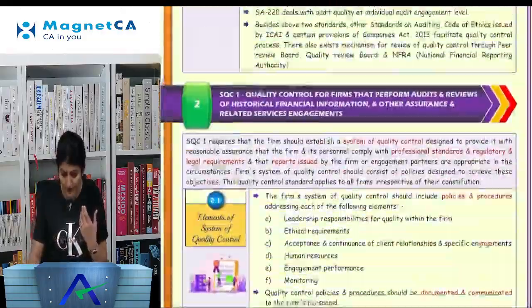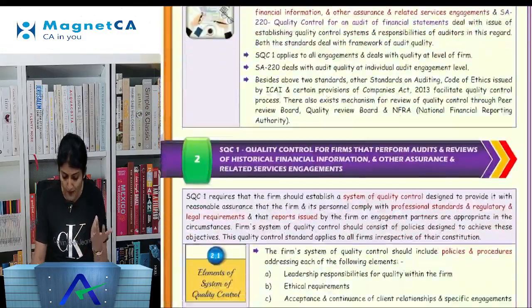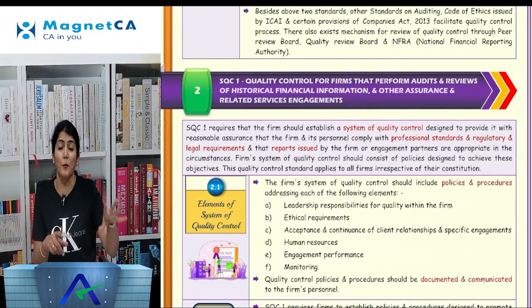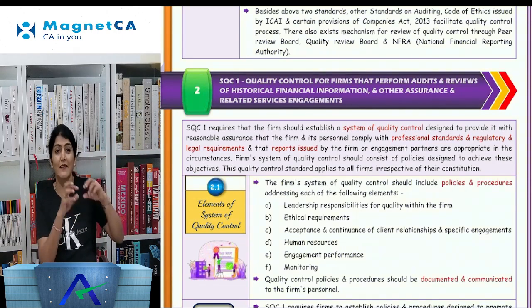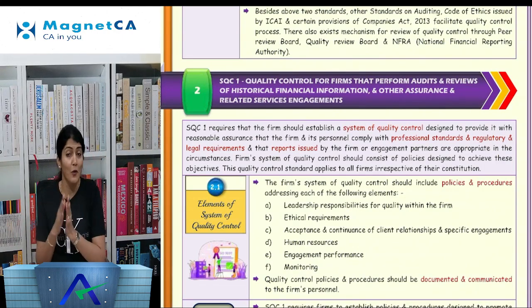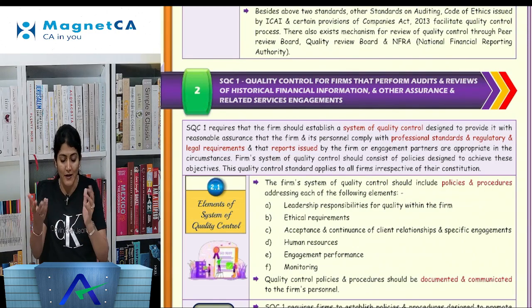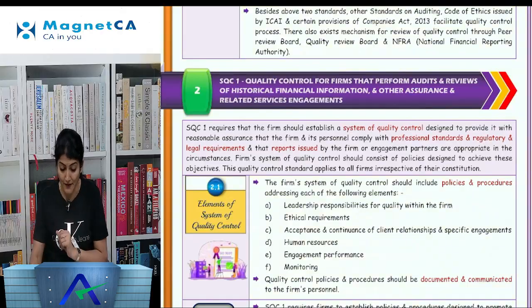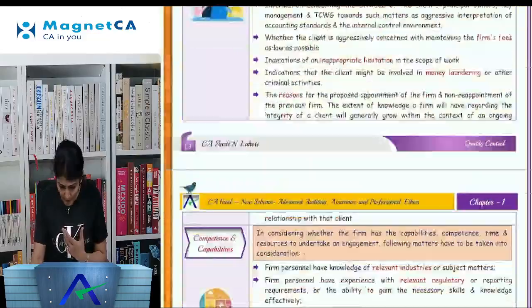Then after that, there is chapter number 1, which is quality control. So audit quality, then SQC 1. ICAI has issued an exposure draft of SQM, the standard on quality management, but so far it is not yet notified. So as of now, what is applicable for your exams is SQC 1, but sooner or later it will become SQM. They've issued SQM 1 and SQM 2, but right now it's only under the exposure draft. So that is the right point for SQC.